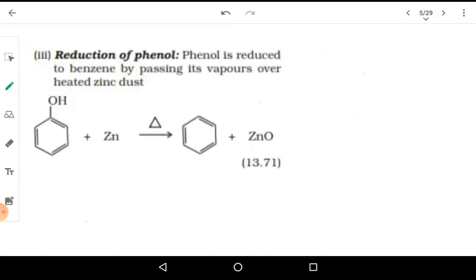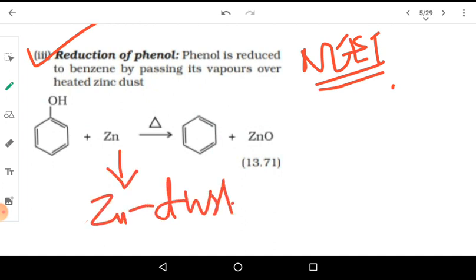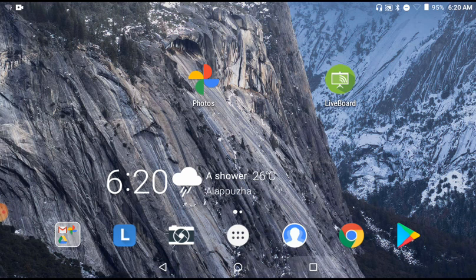Now the third one is the reduction of phenol, and this reaction is important. It has been asked in NEET and also in many other competitive exams, and it is quite easy. If we add zinc dust to the phenol molecule, we will get benzene along with zinc oxide. This is the third method of preparation of benzene, and this completes the methods of preparation of benzene. Now let us see the next topic.